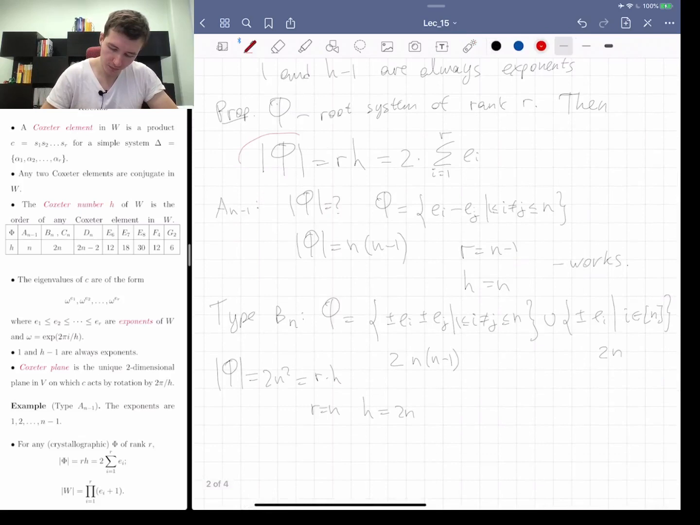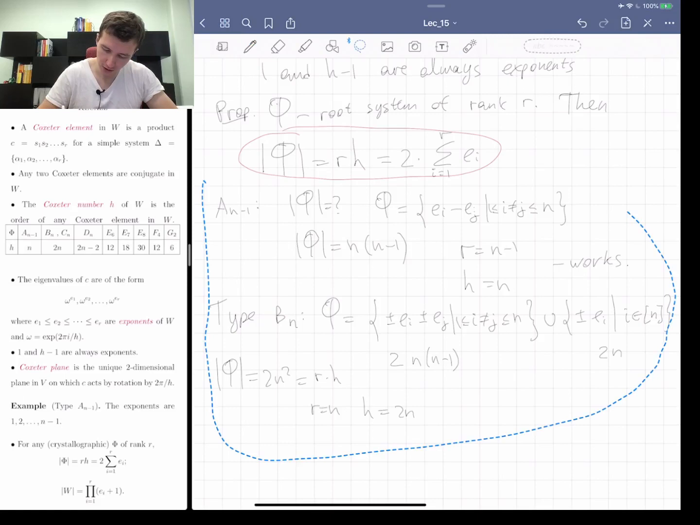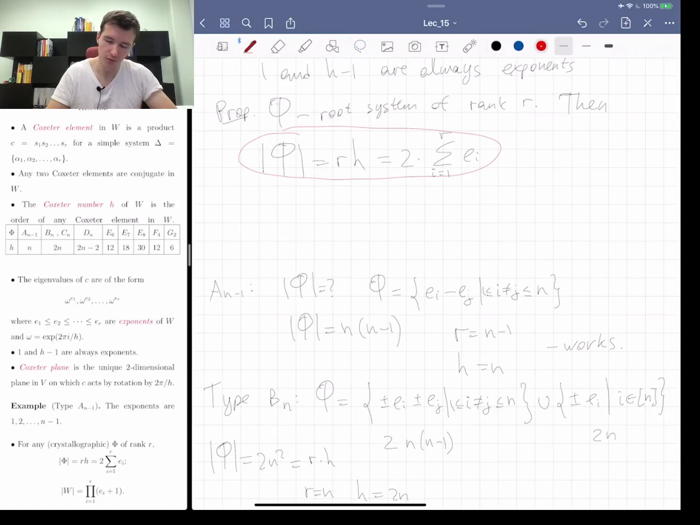And the second formula, let me write them down right next to each other. The second formula tells you the number of elements in the Weyl group. And that's where you need the exponents. So that's like the number of permutations. It's the product over i from 1 up to R of e_i plus 1. So you take these exponents plus 1, and then you multiply them together. Now you can compute easily the size of any Weyl group.